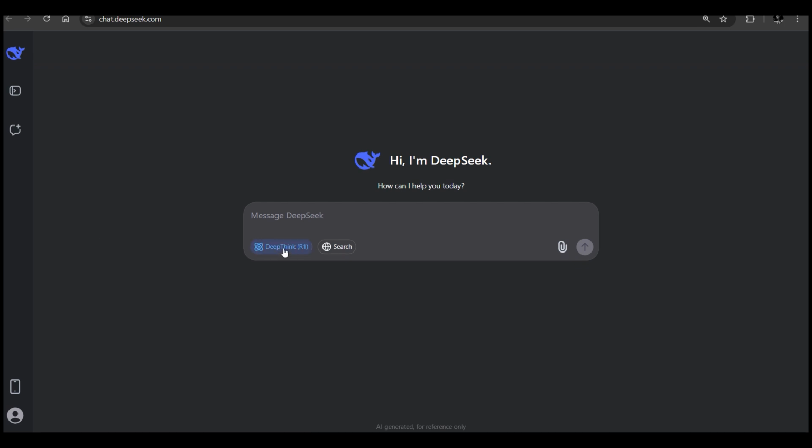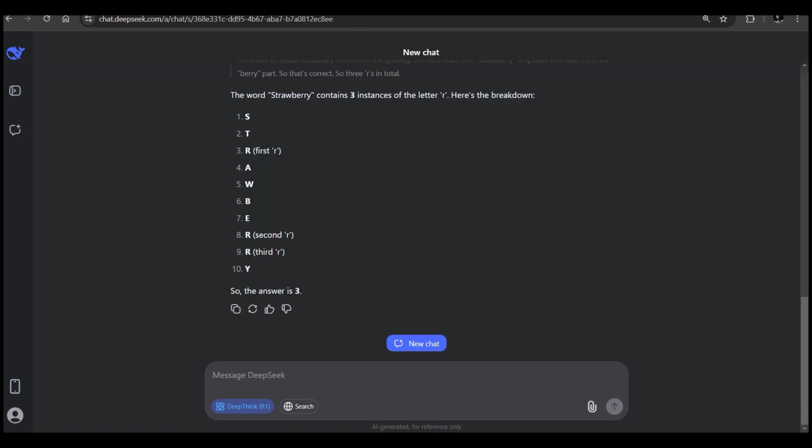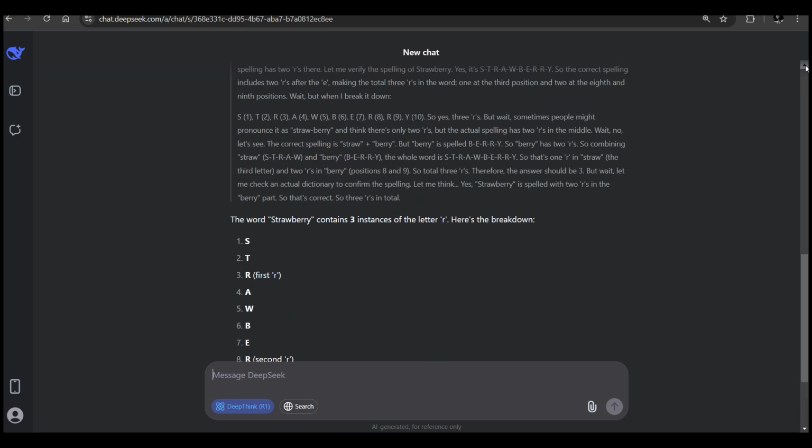And for our first prompt, we start off easy. Let's write a prompt. How many R's are in the word strawberry? Well, it's easy for us, but it has stumped ChatGPT in the past. After about 15 seconds, DeepSeek returns the right answer.